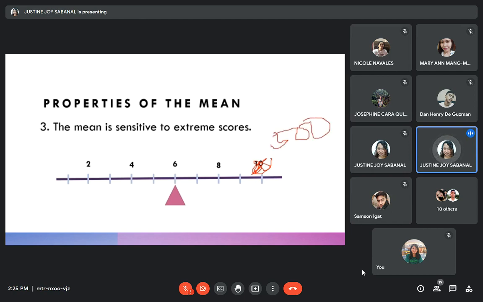So when I compare the value 500 to the rest of the information, 2, 4, 6, 8, their properties are different. So now, the extreme score is 500. Another term used for this is an outlier.